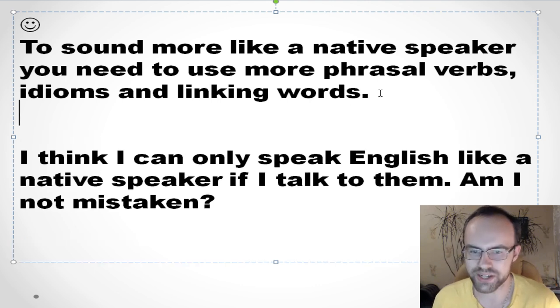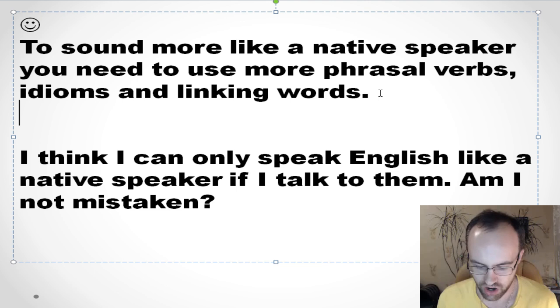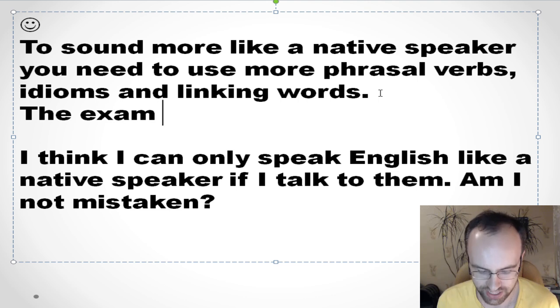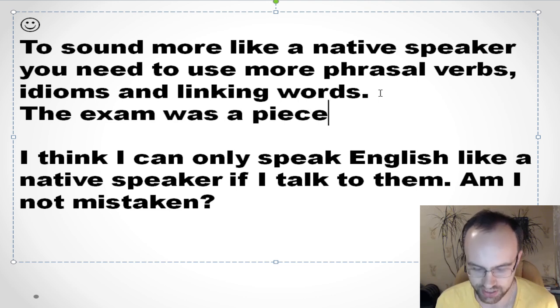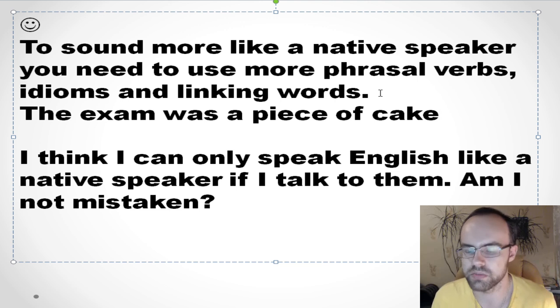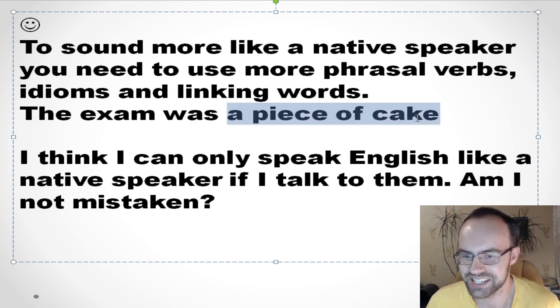Okay, so what is an idiom? I'm going to give you a couple of examples, okay? For example, it's a piece of cake, or the exam was a piece of cake. How will you translate it? The exam was a piece of cake. So what does it mean? A piece of cake is actually an idiom, but it has another meaning. A piece of cake means very easy.